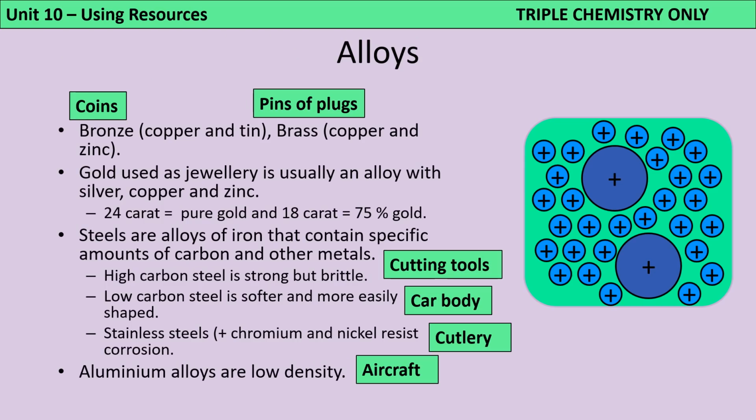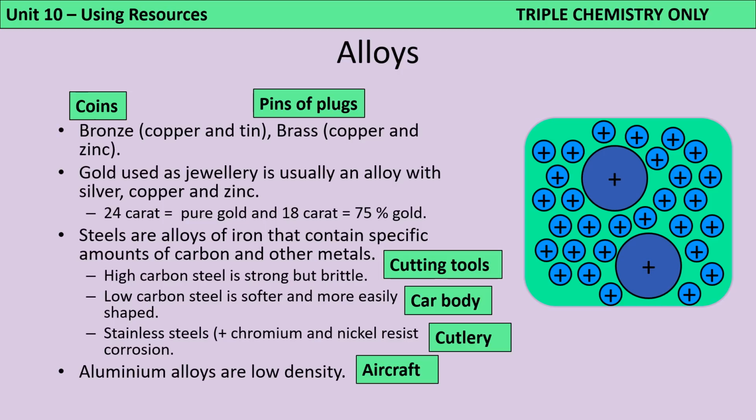In addition to knowing from Unit 2 that alloys are mixtures of metals and that they're harder than pure metals, for Unit 10 we need to know the names and uses of some specific alloys. So there's bronze, which is made from copper and tin alloyed together, which is used to make coins, and brass, which is made from copper and zinc, and this is used for the pins of plugs.